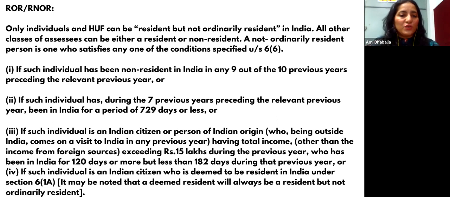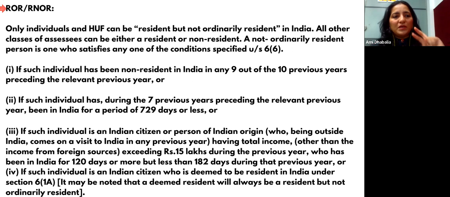First is if such individual has been a non-resident in India in any 9 out of 10 PPYs, or you can read this as if an individual has been a resident in at least 2 out of 10 PPYs, or if an individual has, during the 7 PPYs, been in India for a period of 729 days or less. How you can read this is the first condition, and such an individual has stayed in India for 730 days or more in the last 7 PPYs.